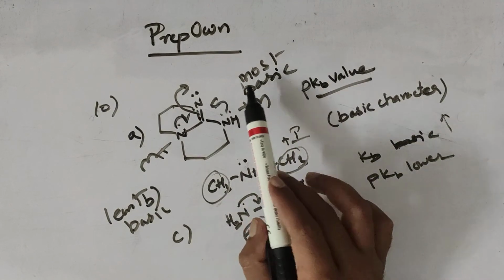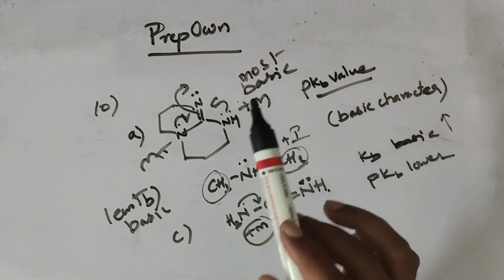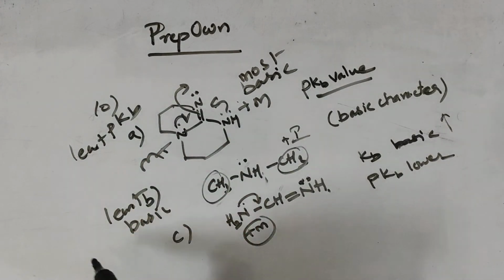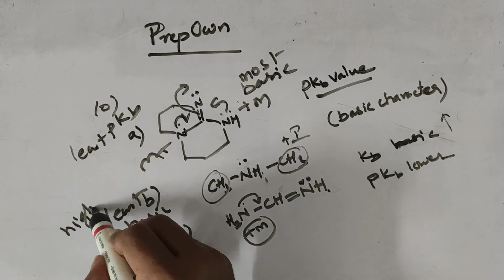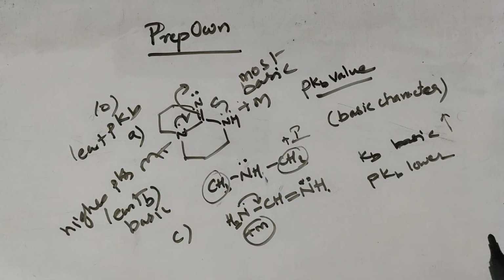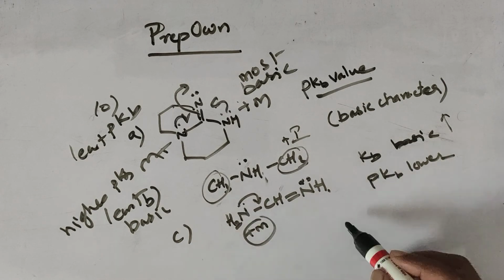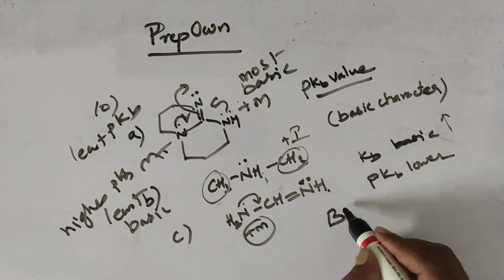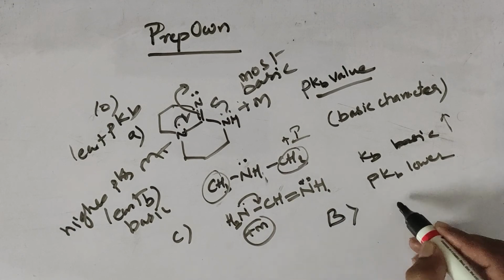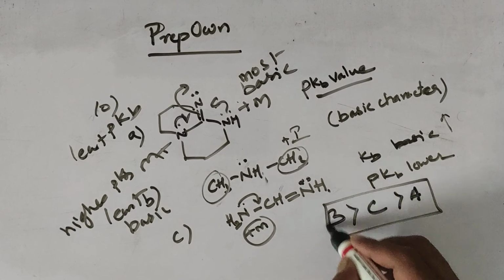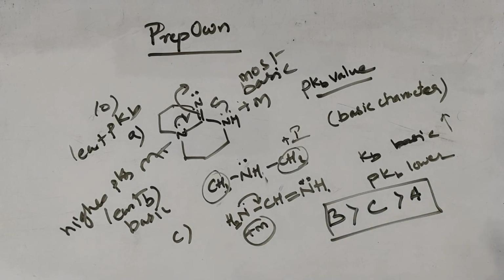The one that is most basic will have higher Kb, so this will have the least pKb. This will have the highest pKb. As per the options, decreasing order of pKb is given. So by that we should choose B to have the least pKb and the highest pKb should be for A. So the correct order would be B, C, A. So this is how you do this question.